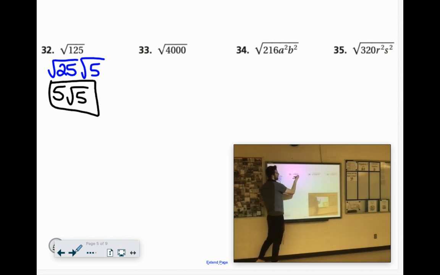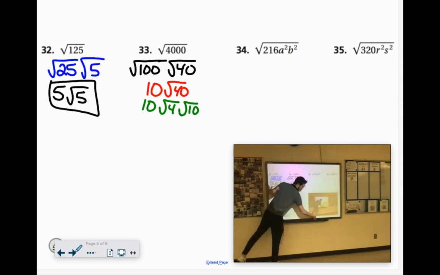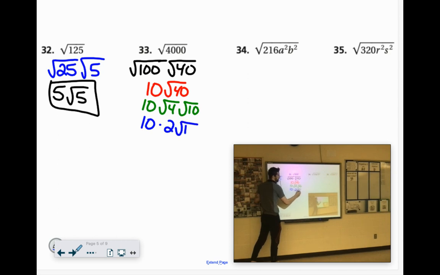Root 4,000. I see it ends in double zeros, so I would probably go with 100 times 40 initially. The square root of 100 is 10, but 40 still has a perfect square in it, and it's 4. So I would make that 4 times 10. Square root of 4 is 2, so 10 times 2 root 10. And then we can multiply our regular numbers. 10 times 2 is 20. Root 10.